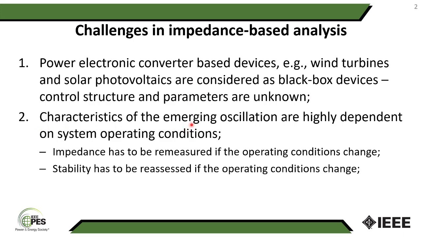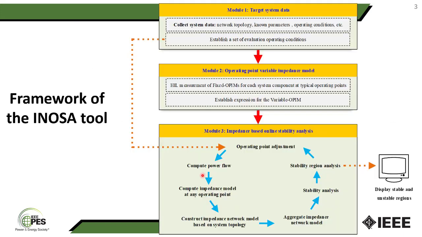Characteristics of the emerging oscillation are highly dependent on system operating conditions, which means that if the system operating condition changes, the impedance has to be remeasured and the stability analysis has to be reassessed. Considering these challenges, we have developed a software tool to perform the impedance modeling and analysis of any power electronic device and a large power system with different power electronic devices, considering the black box characteristics of these devices as well as the operating condition variation.